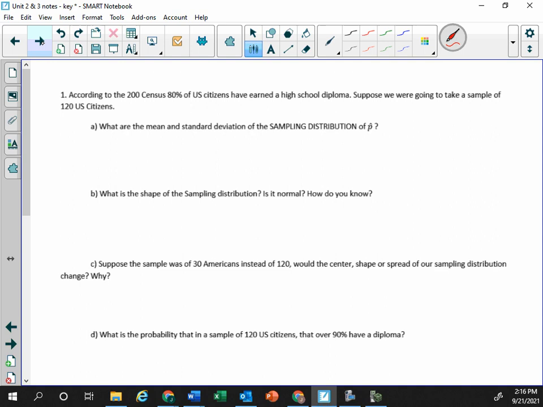All right, so I think this was supposed to be the 2000 census, not the 200 census. It would be an odd census to look at. 2000 census: 80% of U.S. citizens have earned a high school diploma, and we're going to take a sample of 120 U.S. citizens. Do you think this is quantitative or categorical? Categorical. It's either you earned the high school diploma or you did not. That's not a quantity. So we're talking categorical. That's your first thought.